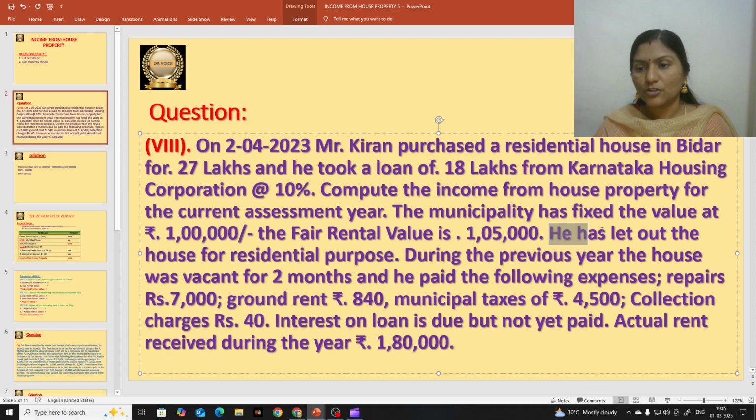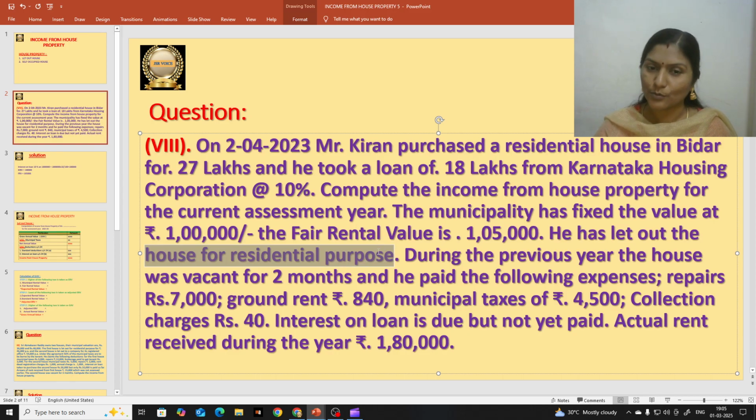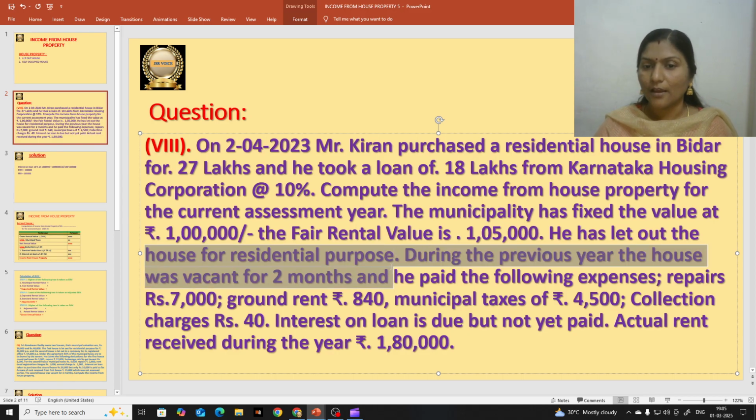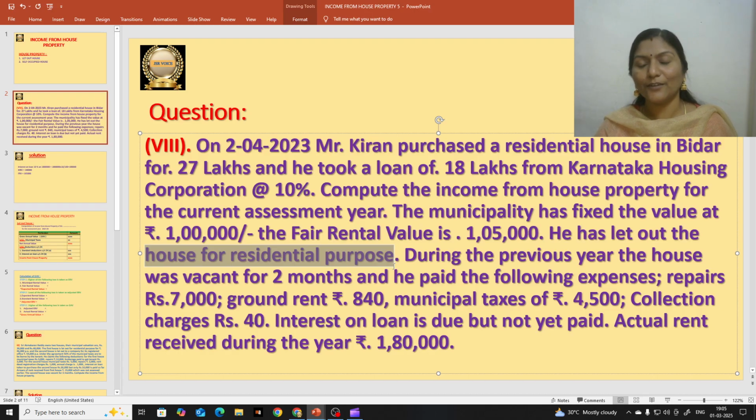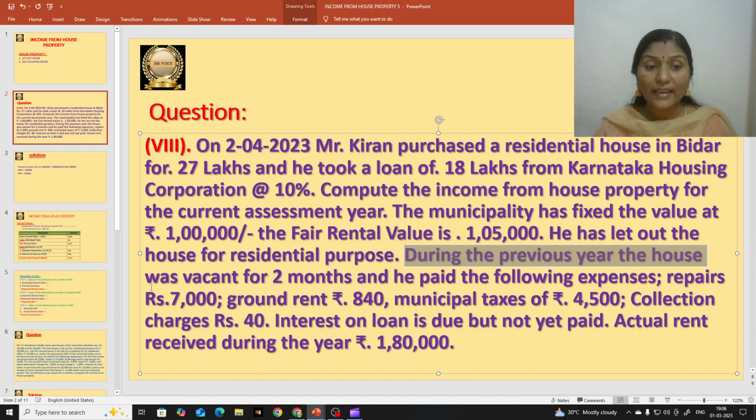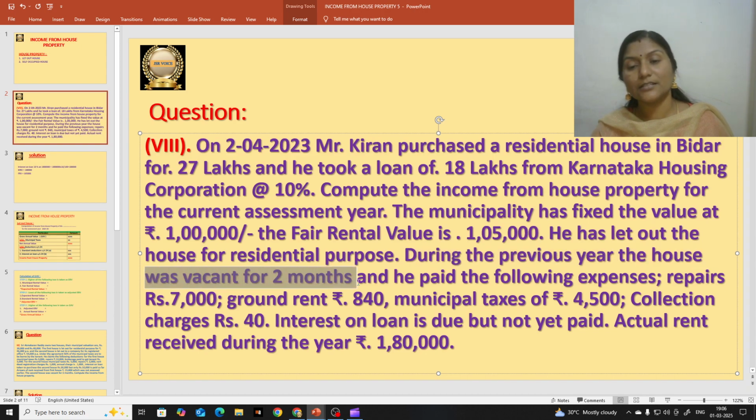I am continuing the question. He has let out the house for residential purpose. So the assessee has given the house on rental basis to others to stay in the house, for residential purpose. That is why he is going to receive some rent. We are going to impose tax on that, and we are going to calculate income from house property. So here, during the previous year, the house was vacant for 2 months. So the house was vacant for how many months? 2 months. For 2 months the tenant was not there.